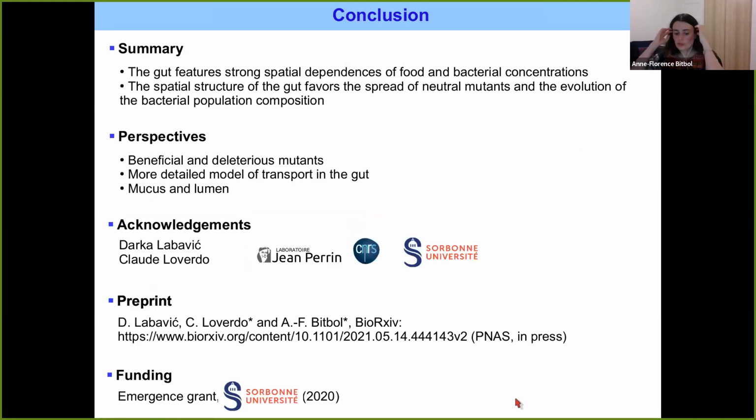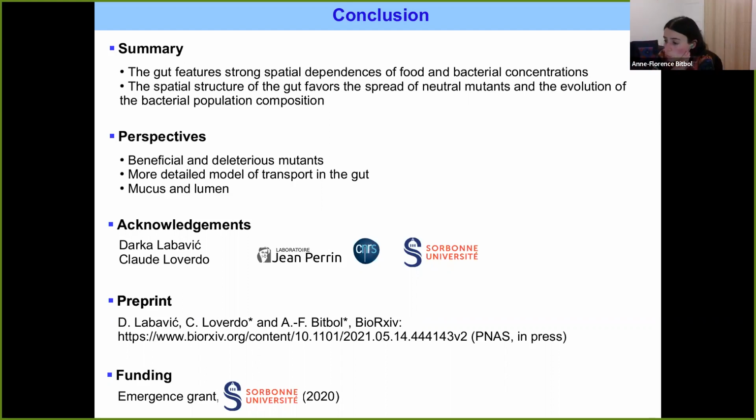So to conclude on this, the gut features some strong spatial dependencies of food and bacterial concentration. And this spatial structure of the gut is interesting because it favors the spread of neutral mutants and the evolution of the bacterial population composition. So in a way, it favors diversity, right? The probability that the mutant takes over, a neutral mutant, is higher in the gut than in this well-mixed system.